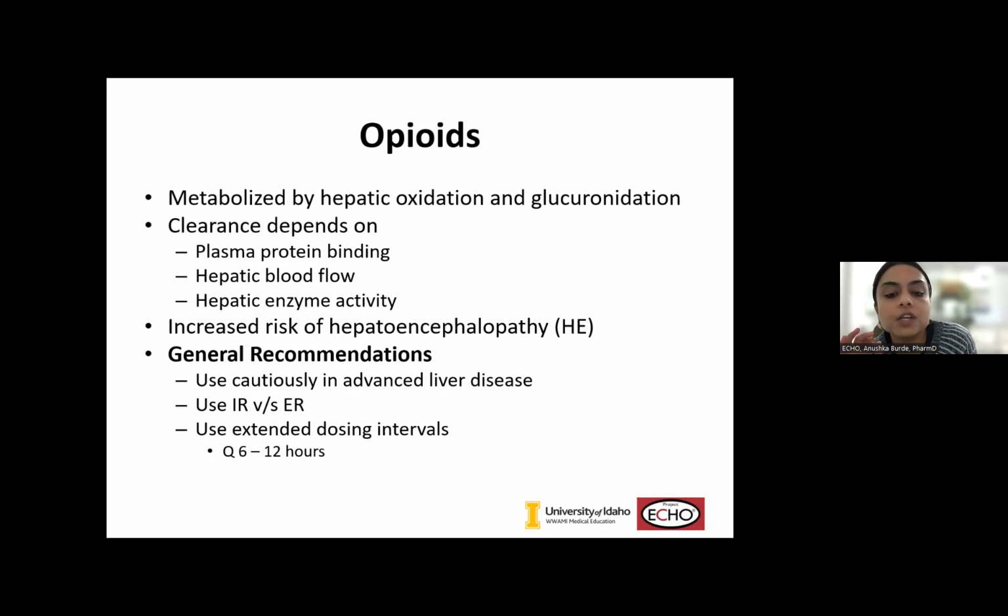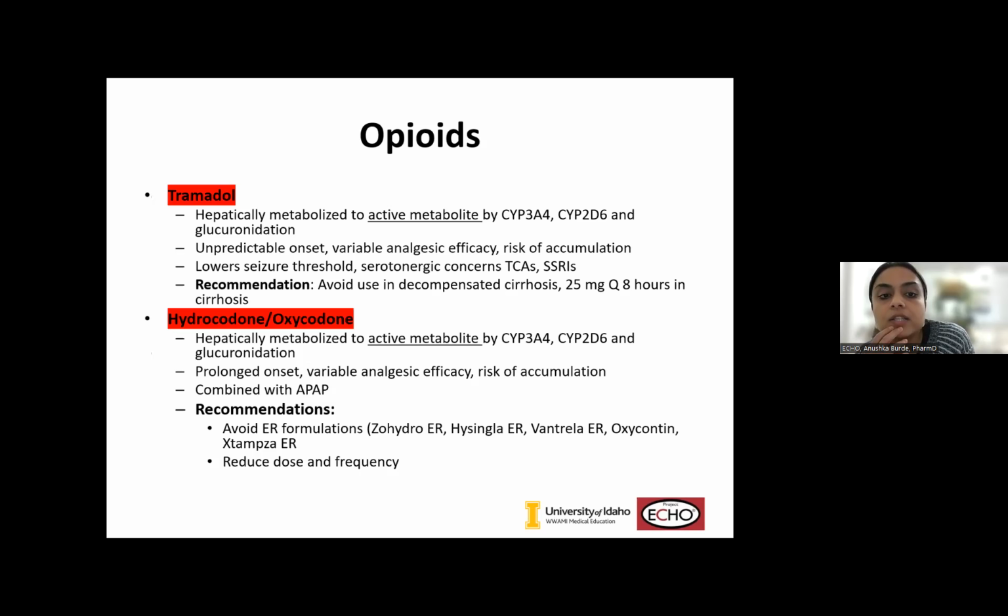So the general recommendation is opioids have to be used cautiously in somebody who has advanced liver disease. It is preferred to use immediate release formulations as compared to extended release, because extended release formulations will probably stay in the body way longer in somebody who has chronic liver disease. And then try to use extended dosing intervals such as every 6 to 12 hours. Now let's look at the most commonly prescribed opioids in practice.